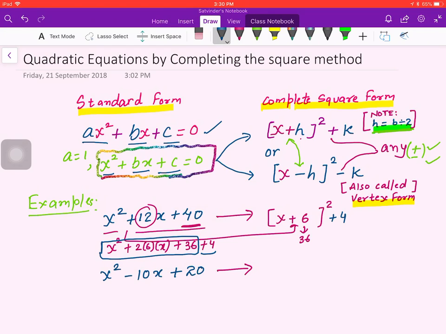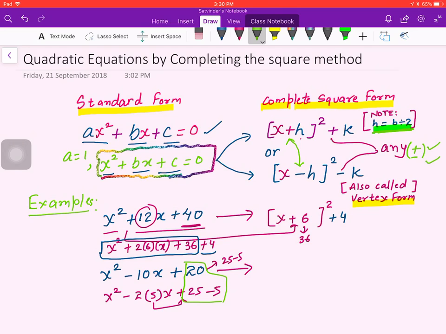We have another example which has a negative sign. So this would be x square minus 2 times, because half of 10 is 5, x. Now what is 5 square? 5 square should be 25. So I should write 25 here, but I have 20 in my original equation. So you can rewrite 20 as 25 minus 5, so I'll write minus 5. Guys, basically this 20 and 25 minus 5 should be the same every time in all examples.